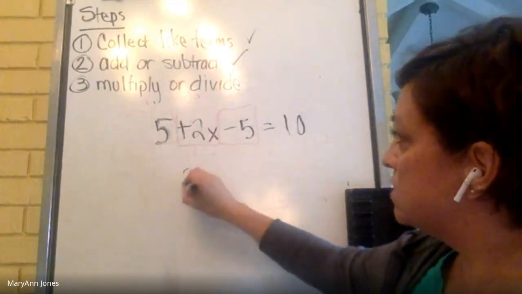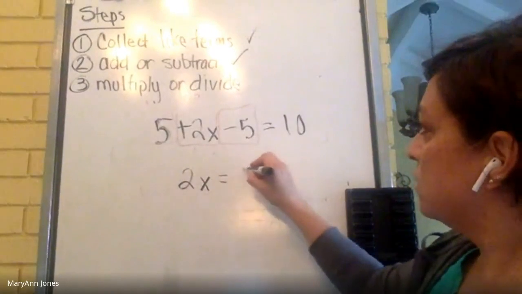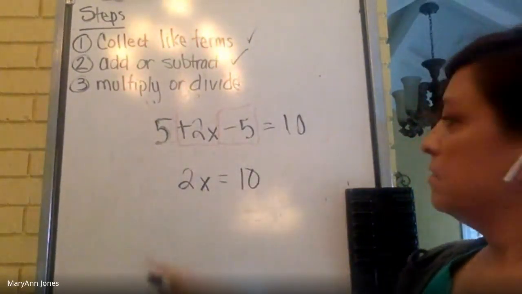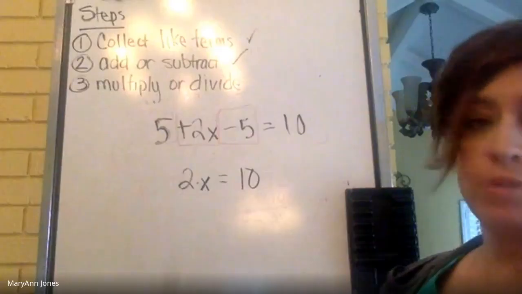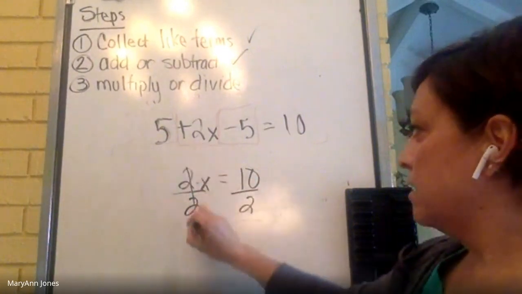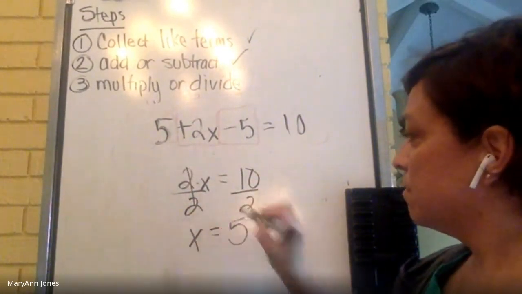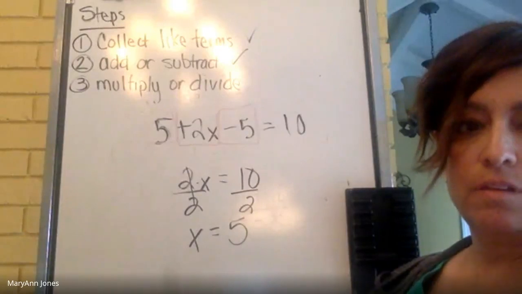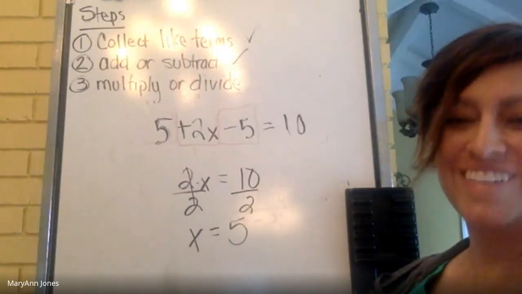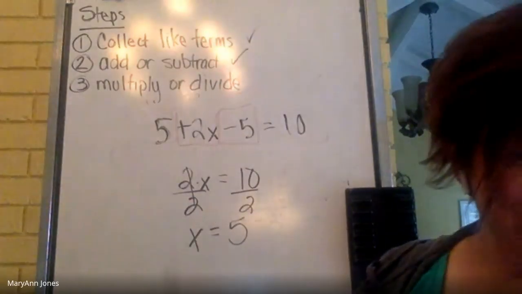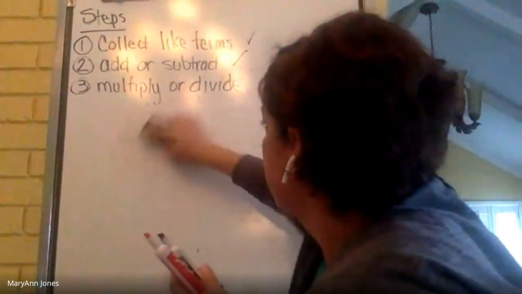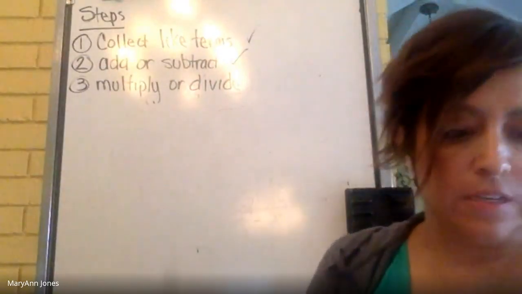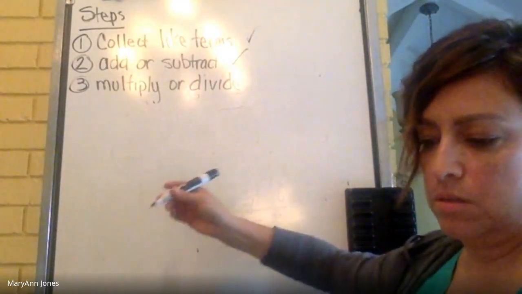So we just have this second term, 2x equals 10. And then we're looking here to see what the operation is. And this is a multiplication. So we're going to divide both sides by 2. And x is 5. Do you guys have any questions? No. Okay. All right. And then I'll start you guys off with the assignments and see if you guys have any questions.